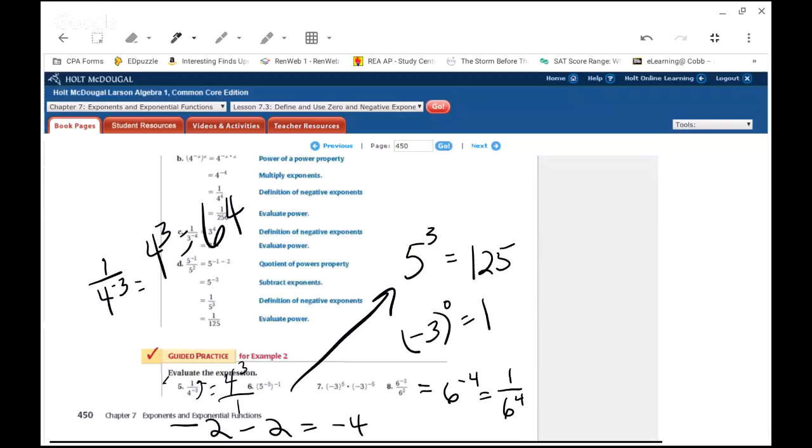So now we have 1 over 6 to the 4th. And that actually is this, but I don't really care if you didn't do it. But if you stick it in your calculator, you would get 1 over 1,296.